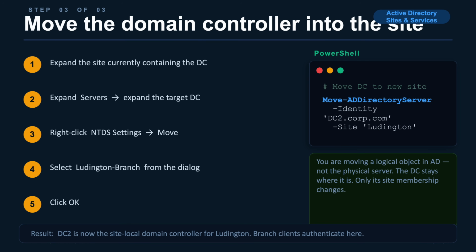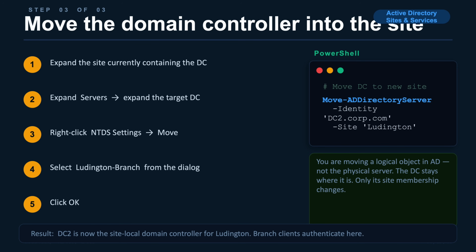and the replication topology. In the console, expand the site the DC currently belongs to, probably Default-First-Site-Name if this is a new deployment. Expand Servers, then expand the DC. You will see an object called NTDS Settings. Right-click it and select Move. Choose the new site from the dialog. In PowerShell, use Move-ADDirectoryServer with the DC's identity and target site name.